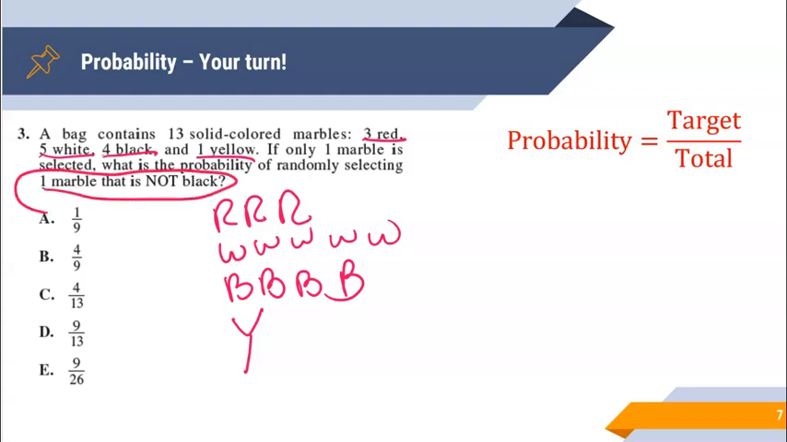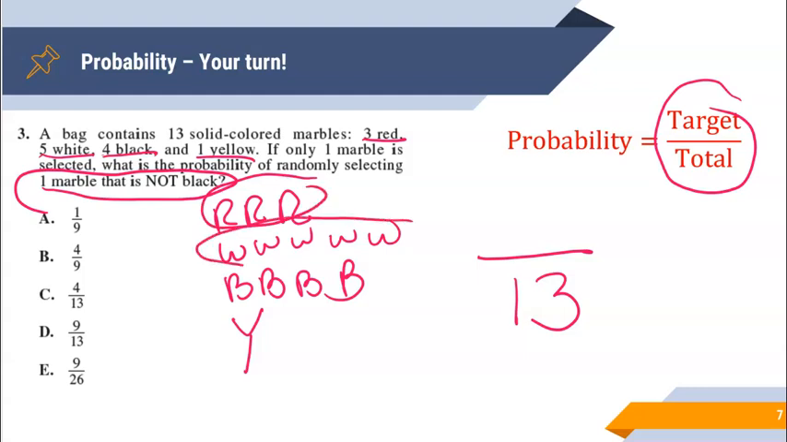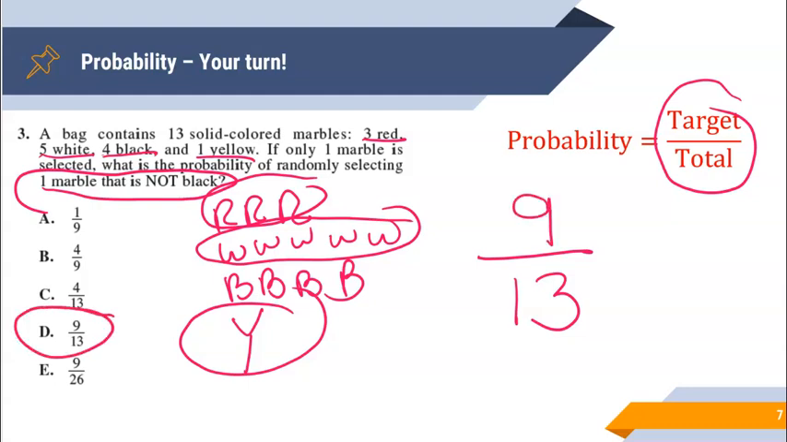So it's all the other colors. Well, if I think about target over total, the total amount, if I were to add up all the marbles that we have here, there's a total of 13 marbles. How many of them are not black? Well, the reds, the whites, the yellows, that is a total of 9. So 9 over 13, letter D.